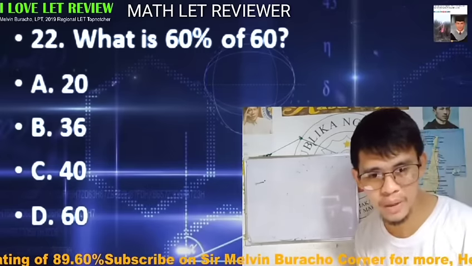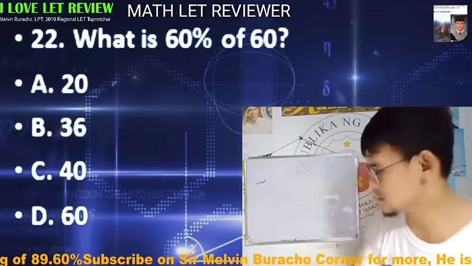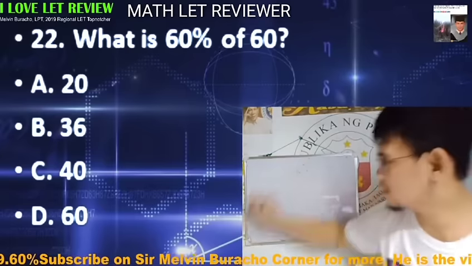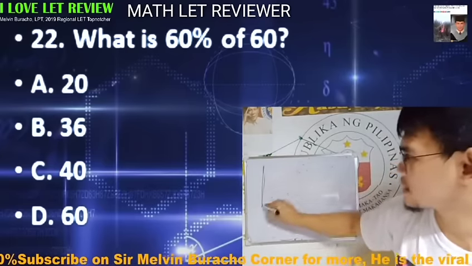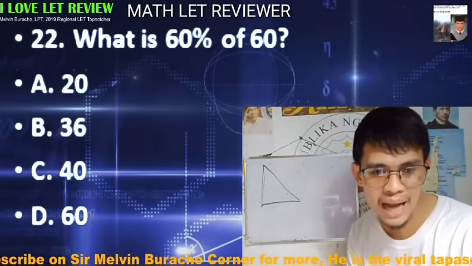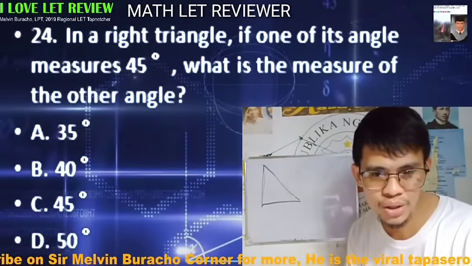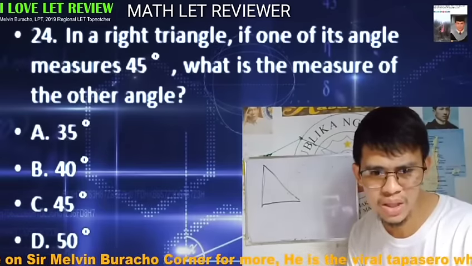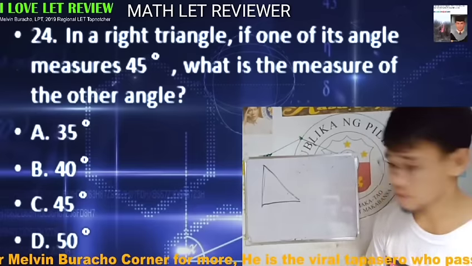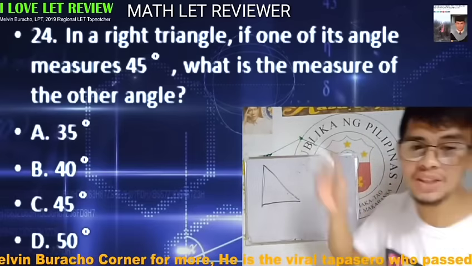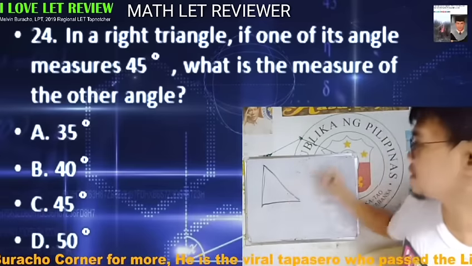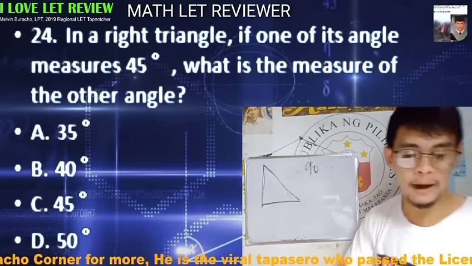Okay? Number 24. In a right triangle, if one of its angles measures 45, what is the measure of the other angle? So ganito po yan. What is the measure of a right angle, if you are to ask? 90.